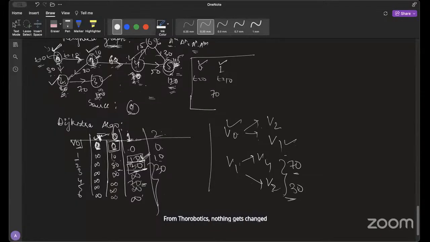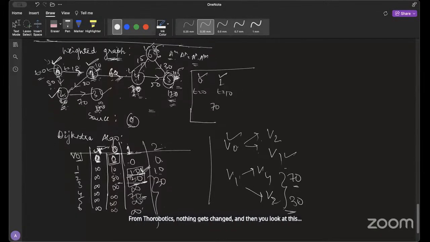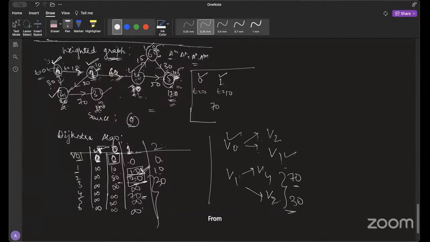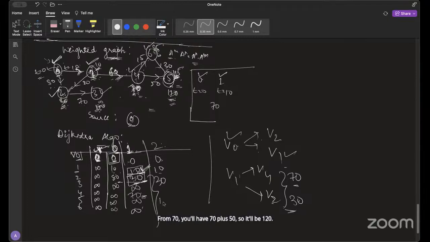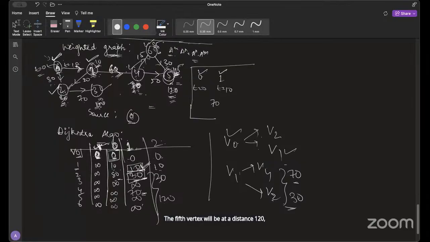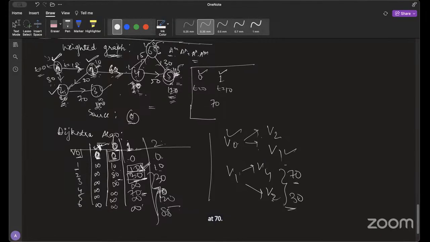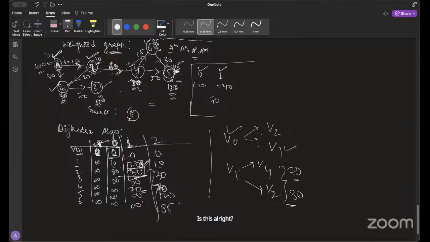And then you look at this fourth vertex. Fourth vertex is 70. From 70, you'll have 70 plus 50. So it will be 120. So the fifth vertex will be at a distance 120. And from here, you get 70 plus 15. So your sixth vertex will be at 85. And the fourth vertex is at 70. Is this all right? Is this okay to everyone?